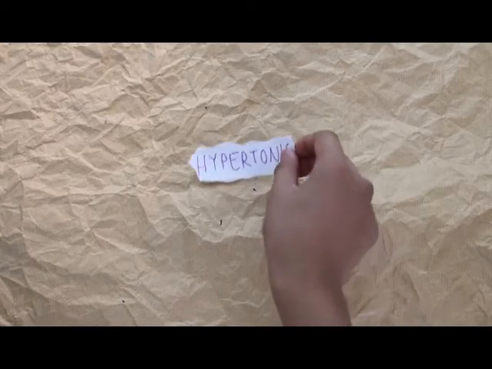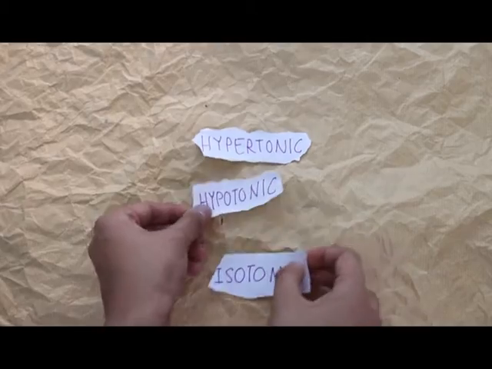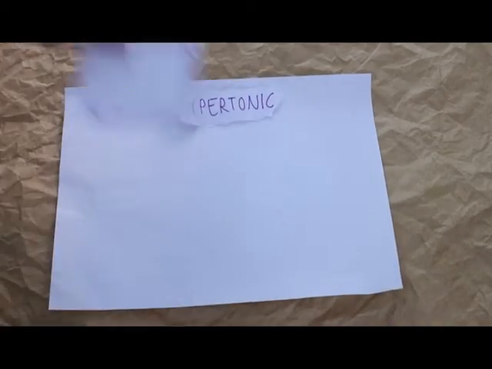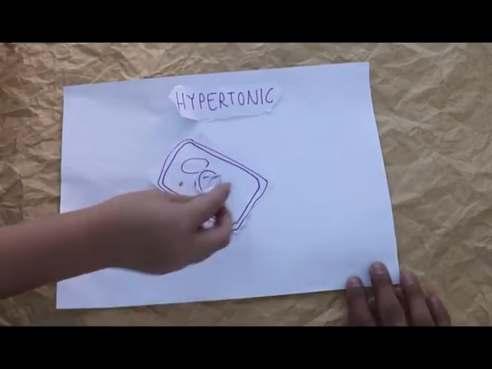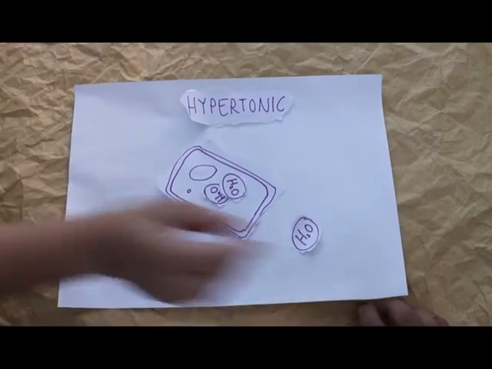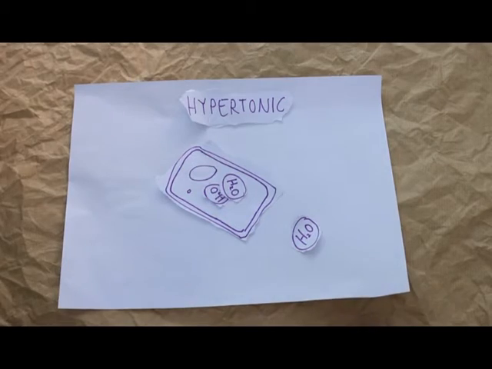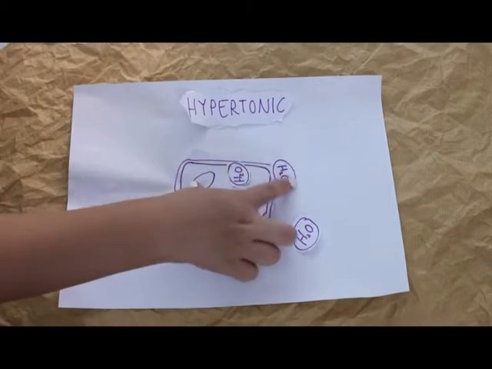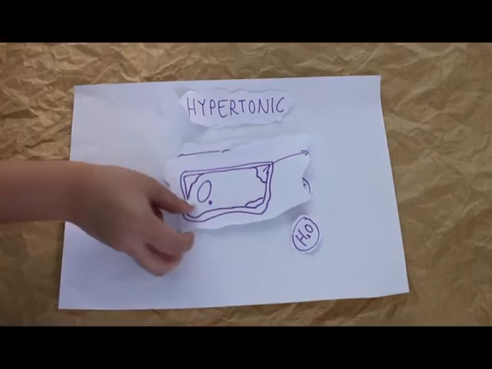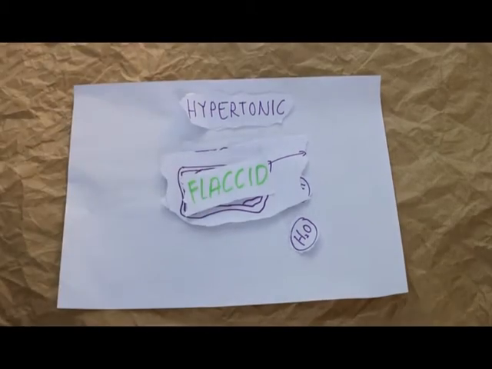Here are the three tonicities of the cell: hypertonic, hypotonic, and isotonic. In the first process, we'll be talking about hypertonicity. This is the process when the water potential outside the cell is lesser than that of the water potential inside the cell. This causes the water molecules to move out of the cell, leaving the cell flaccid.